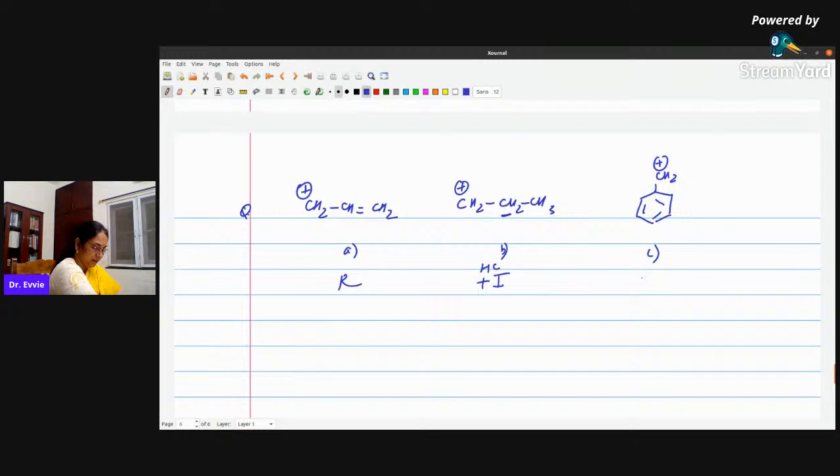Here again, the resonance is there. So which has more resonance? It is the ring. It will go around the ring, and the charge will move on. So there are more resonating structures in C, so C will be the most stable. Then next in resonance is the first one, A, and the last one is B. Most of you got it right. Very good. If you have made some small mistakes, please correct them.